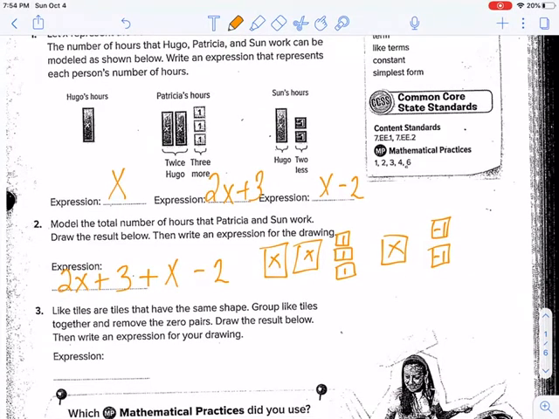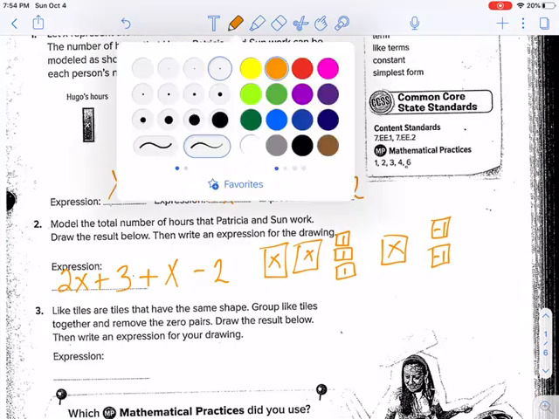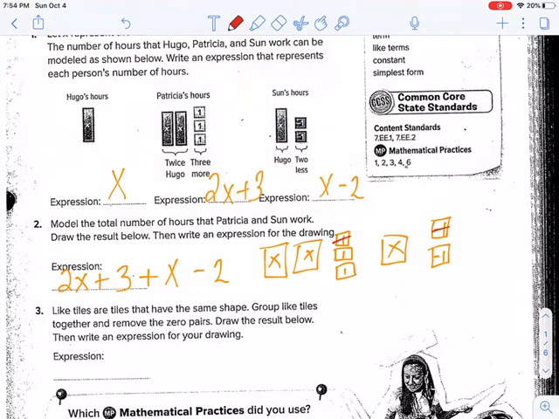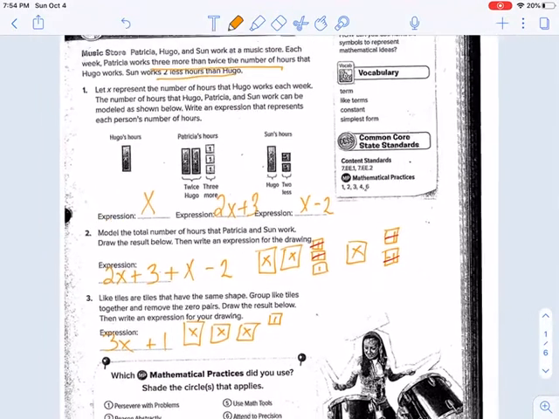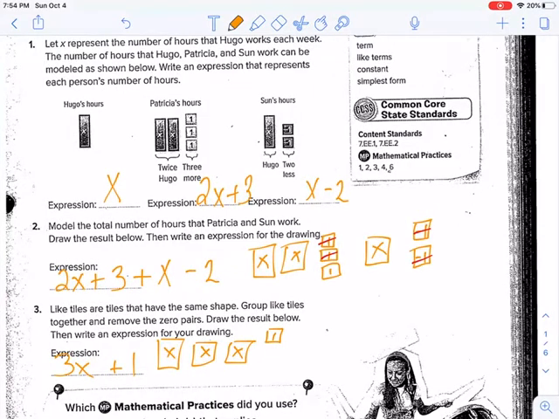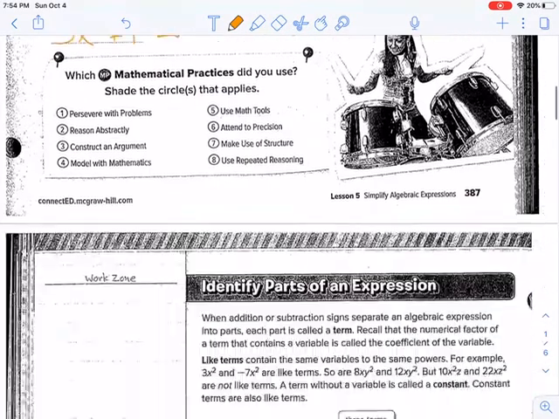Like tiles, or tiles that have the same shape, group like tiles together and remove the 0 pairs. So you can look up here and say, okay, well, a positive 1 and a negative 1 cross out. A positive 1 and a negative 1 cross out. So you are left with 3 x's and 1, 1. So you'd have 3x plus 1. So you can always draw those algebra tiles if that helps you when you're working with your expressions.